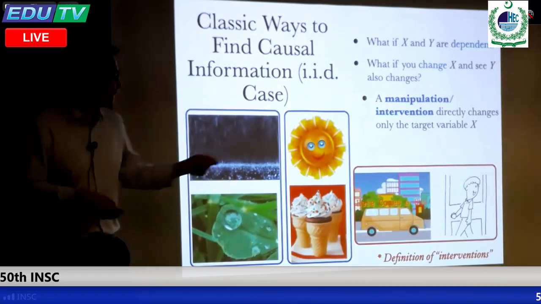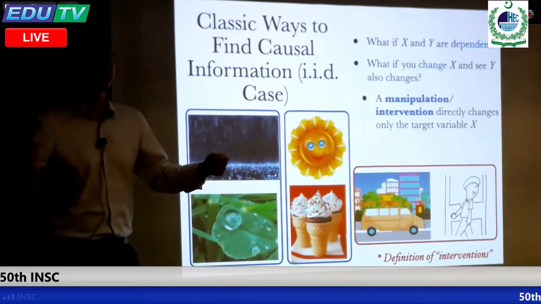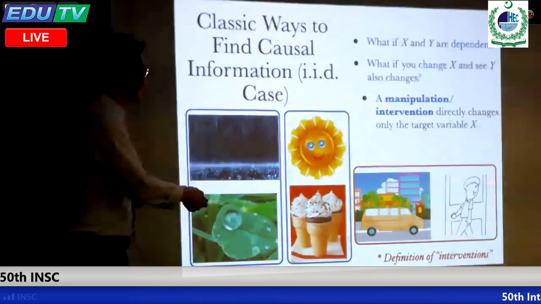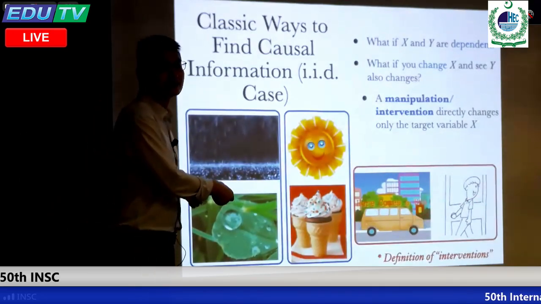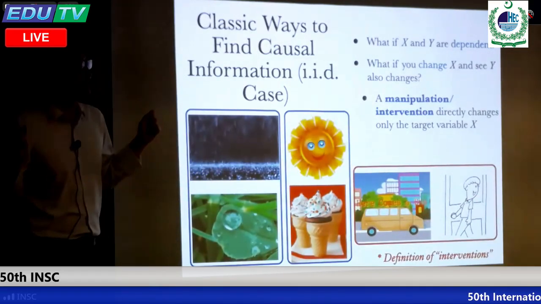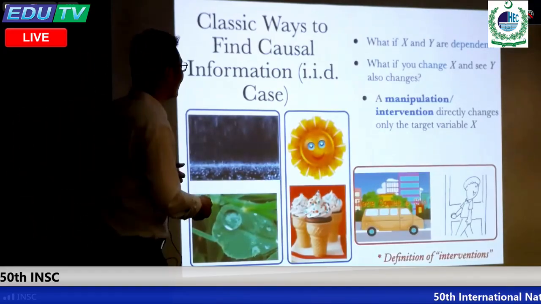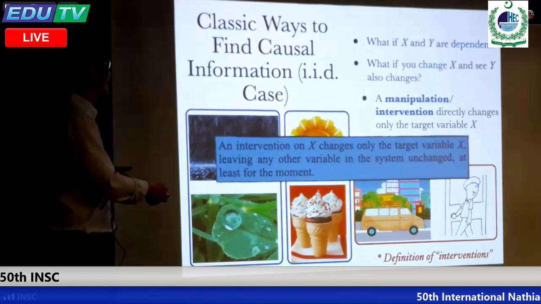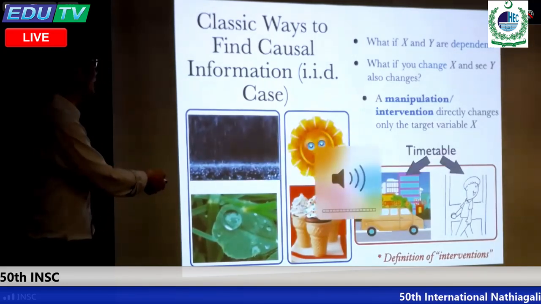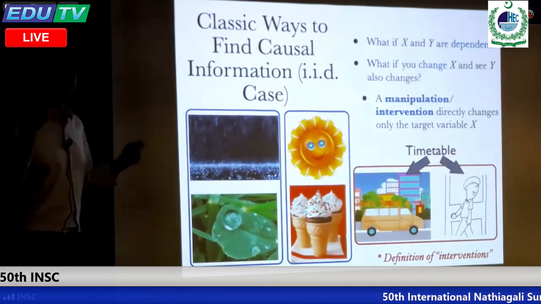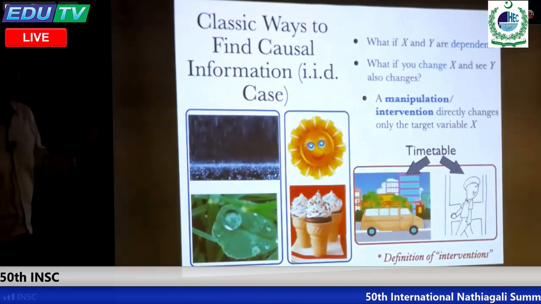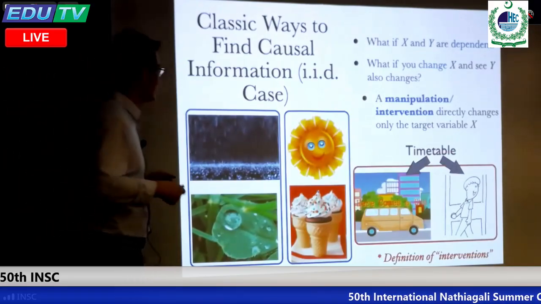Similarly, when the guy is about to leave home, I just lock the door. The guy will stay, the bus will still come, right? So you can see there is no causal influence in between. But still clearly they are dependent. Why? Because generally speaking, we have a timetable as a cause. Both of them actually follow the timetable. And that's why you can see the coincidence, right?